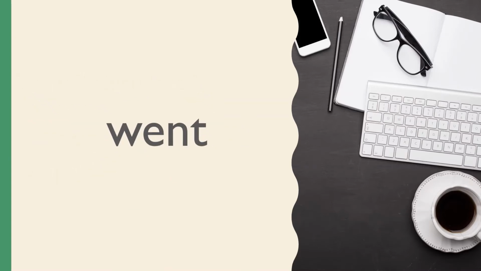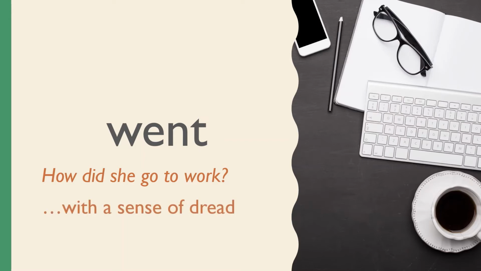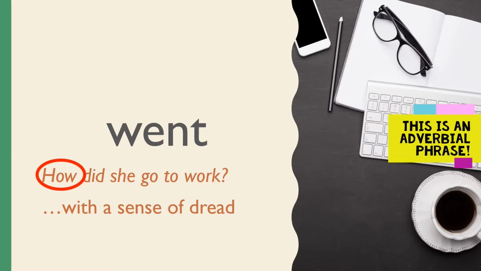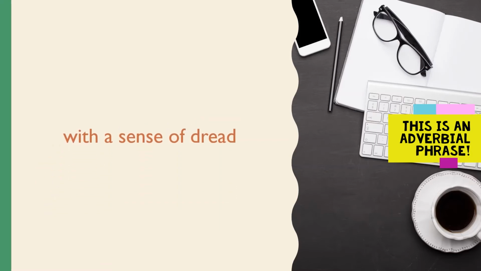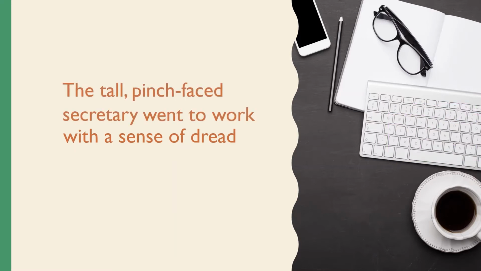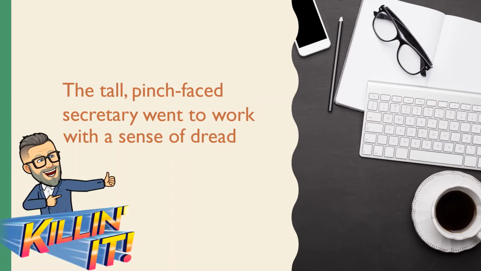Let's now focus on the verb in our simple sentence, went, the past tense of goes. So what we need to do here to develop this is think about how she went to work. And we could come up with a phrase such as, with a sense of dread. So when we think about how a verb is done, we're looking for an adverb. If we've got a phrase rather than a word to describe that, it's called an adverbial phrase. Let's see what that looks like then in our sentence. So now we have, the tall, pinch-faced secretary went to work with a sense of dread. Killing it! But there's more.